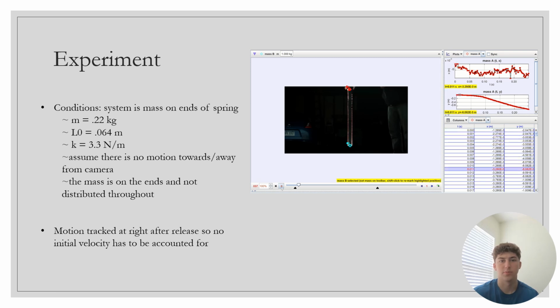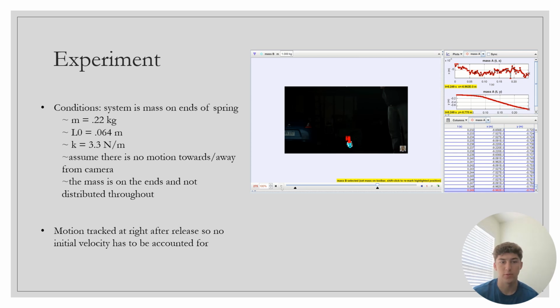Within our actual experiment, you can see the video on the right, but our main conditions were that the system was modeled as mass on two ends of a spring, and this total mass was 0.22 kilograms, or 0.11 on both sides. Then we found that our initial stretched length of a slinky fully compressed is just 0.064 meters.